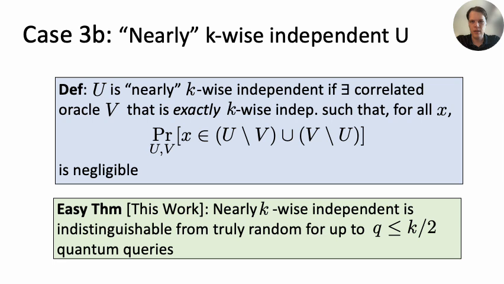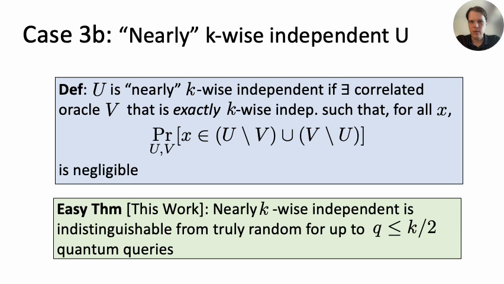And I'm going to generalize a little bit to something I call nearly k-wise independent. First, let's define U to be, quote, nearly k-wise independent if there exists some correlated oracle V such that V is exactly k-wise independent, and also for all x, the probability that x is in the symmetric difference of V and U is negligible. So in other words, for every point, almost certainly U and V will agree on that point, but there may be some negligible chance where U and V will differ.